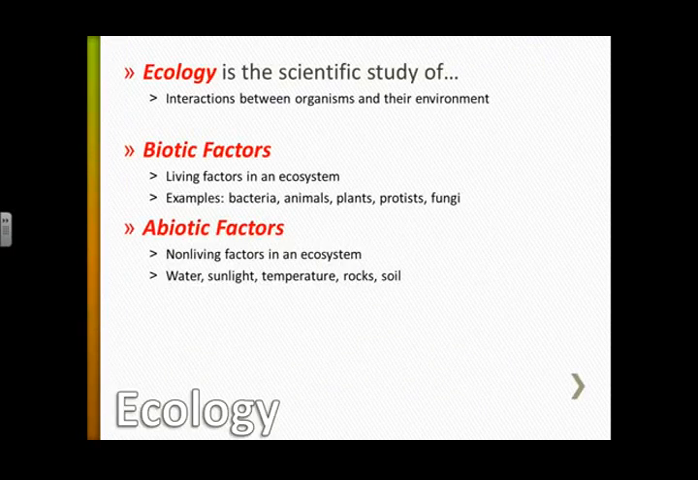So ecology is the scientific study of the interactions between organisms and their environment. There are two kinds of factors that we look at. Biotic factors, which are living factors in an ecosystem, for example, bacteria, animals, plants, protists, and fungi. And abiotic factors, which are non-living factors in an environment, for example, water, sunlight, temperature, rocks, and soil.